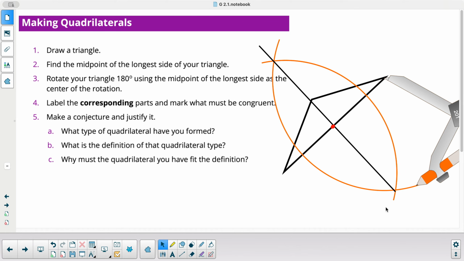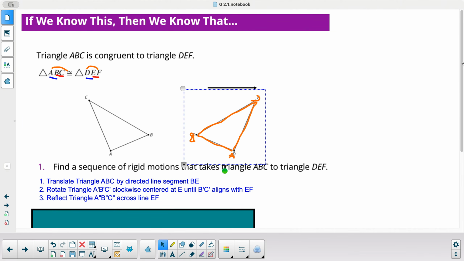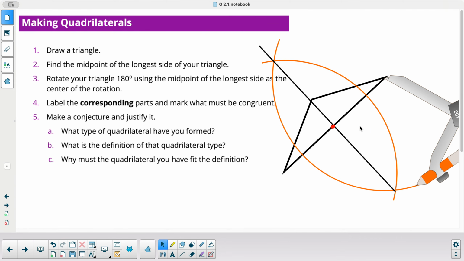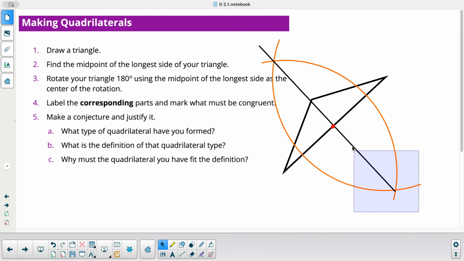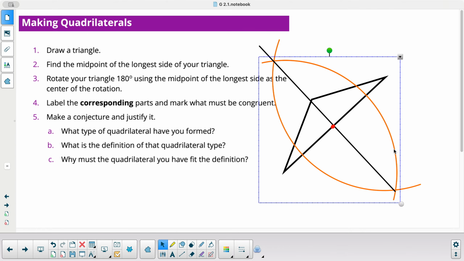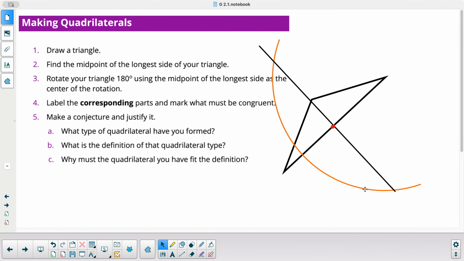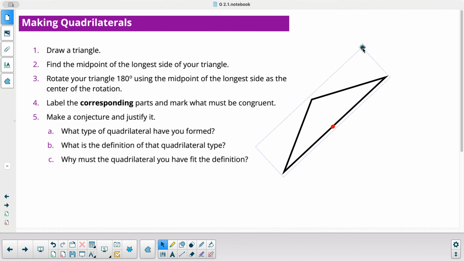And I'll tell you what, I'm going to get rid of all this stuff here. I don't really need it. Whoops, hold on, what did I do? Went back a page. All right, so there we go. Find the midpoint. Rotate your triangle 180 degrees using the midpoint of the longest side as the center of rotation. Okay, so I'm going to rotate this 180 degrees.